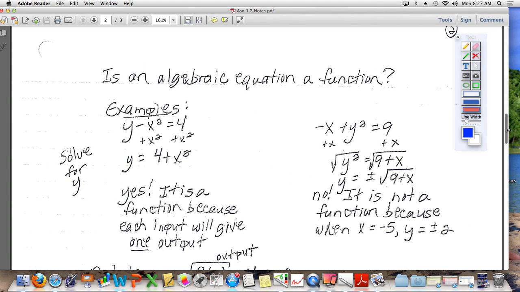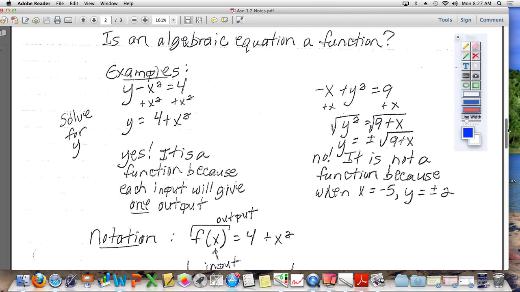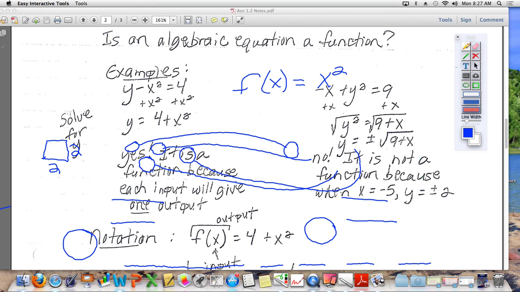All right, how can you tell if a function is a function? How can you tell if an equation is really a function? So I have a couple of examples here. The first example that I wrote down, y minus x squared equals 4. Solve for y. Whenever you're trying to figure out whether or not it is a function, you've got to solve for y.